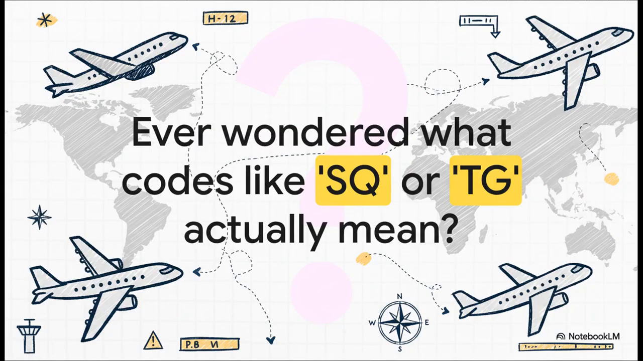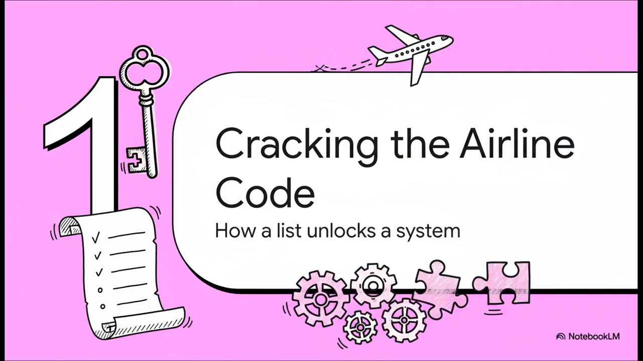Come on, you've definitely seen them, right? Those two little letters right before your flight number. Maybe you've seen SQ for a trip on Singapore Airlines or TG if you're flying to Thailand. They can seem kind of random, but trust me, they're the key to this massive, intricate global system. So let's decode it. How do we crack this code?